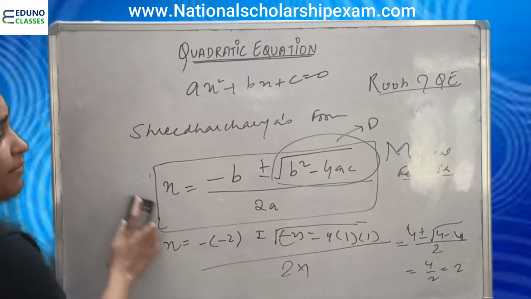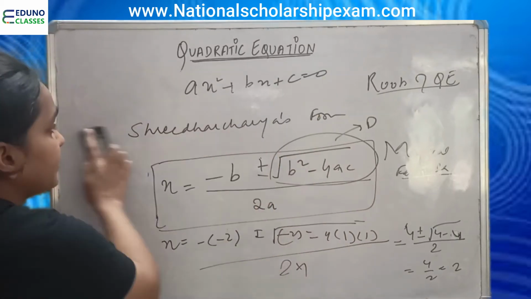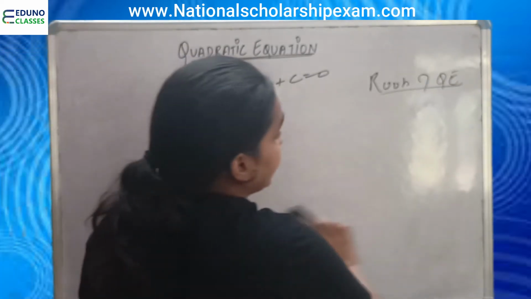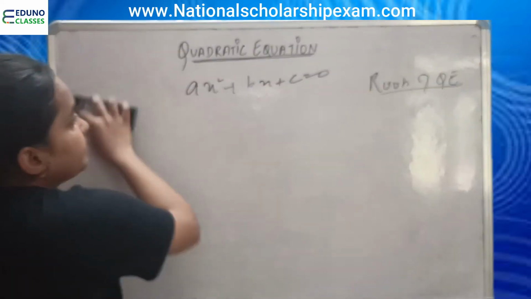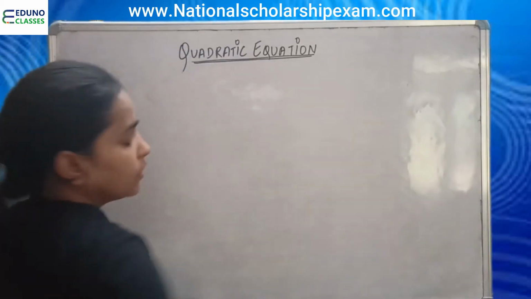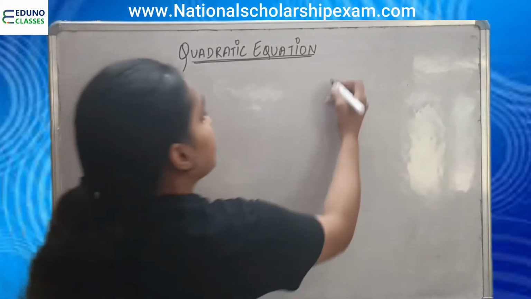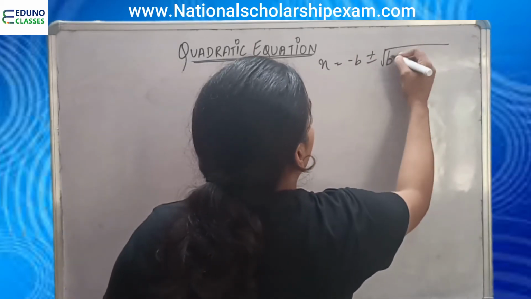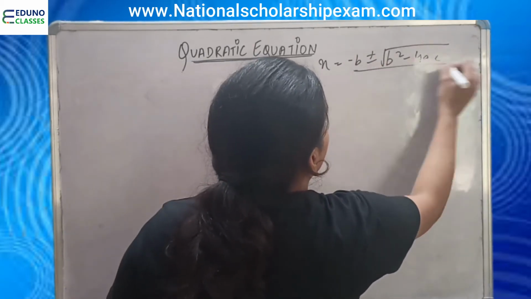So please remember this formula. I'll write it somewhere here so that you do not forget. This formula is a magical formula. It is very important from an exam point of view and in your studies as well. What was the formula? x is equal to minus b plus minus root b square minus 4ac upon 2a.